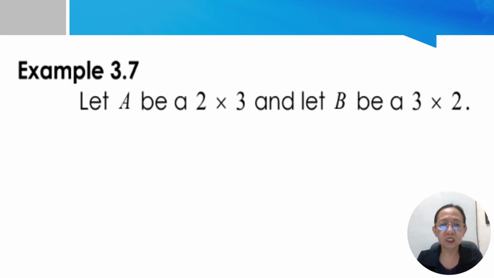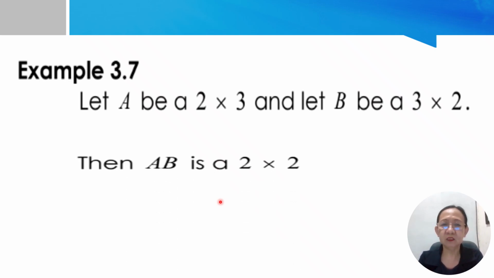Now, let us take this example 3.7, wherein let A be a 2 by 3 matrix and let B be a 3 by 2 matrix. So, we can determine the size of the product AB by just looking at the size of our matrices. So, AB is a 2 by 2 matrix. Why? Because in our matrix A, we have 2 as the number of rows, and the number of columns for B is 2. So that's why we have a 2 by 2 matrix for the product.